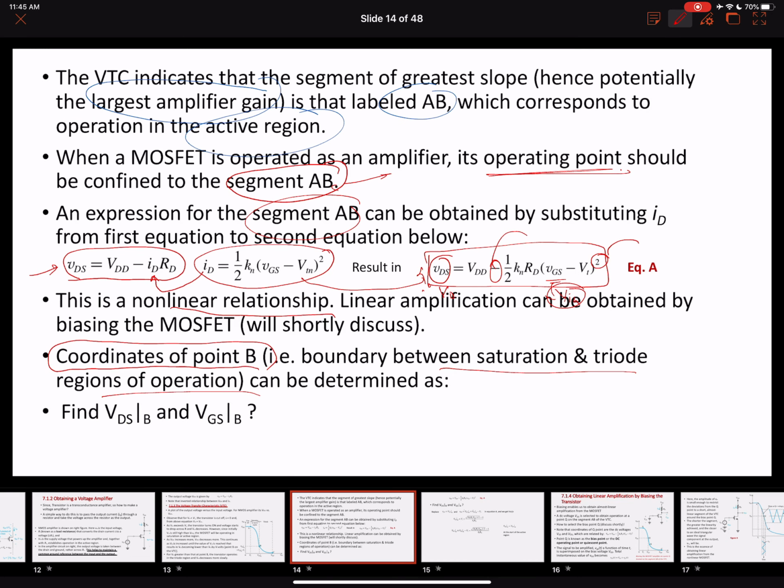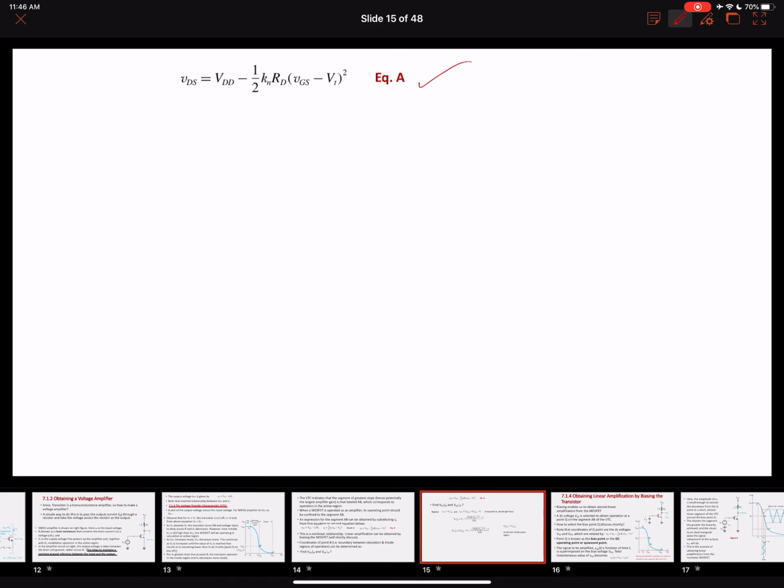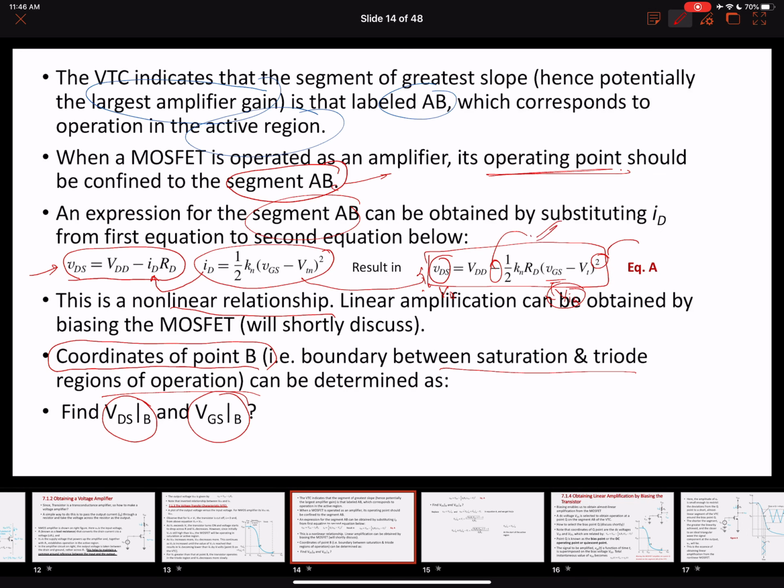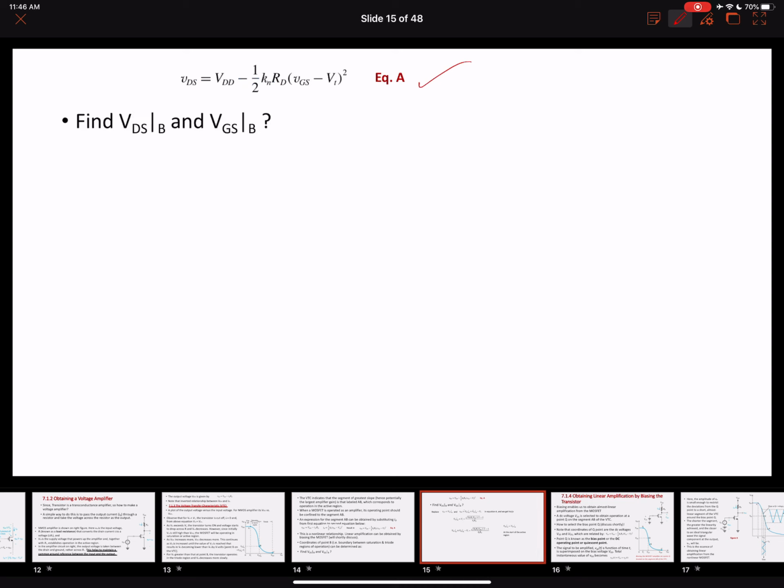So let's determine the drain to source voltage at point B and the gate to source voltage at point B. This is the equation that we just derived, equation A. Let's find the drain to source voltage and the gate to source voltage.